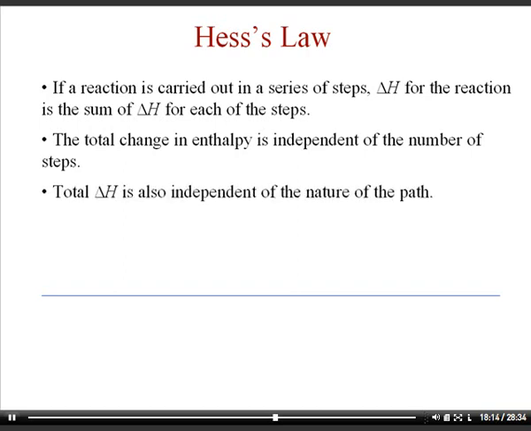And the delta H is also independent of the path. Since delta H is a state function, it doesn't really matter the path that you take from the beginning of the reaction to the end. As long as you are measuring the delta H, everything works out. So here's a small example. We do some practice problems during class, and there's some assigned for homework too. Here's the one in the notes.